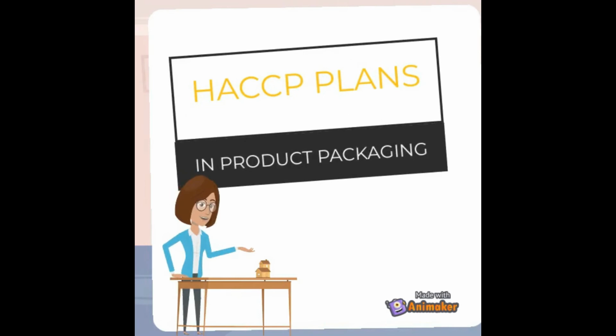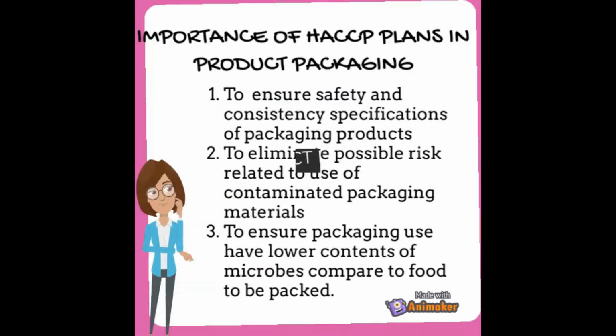HACCP plans and product packaging. Now we go through the importance of the HACCP system in product packaging. First, to ensure safety and consistency specifications of packaging products. Second, to eliminate possible risk related to the use of contaminated packaging materials. And third, to ensure the packaging used have lower microbes content compared to food to be packed.